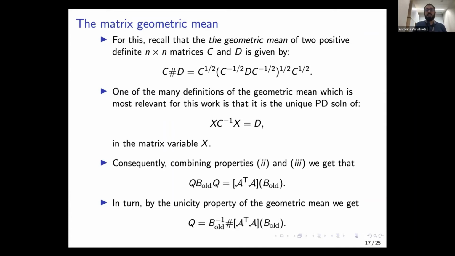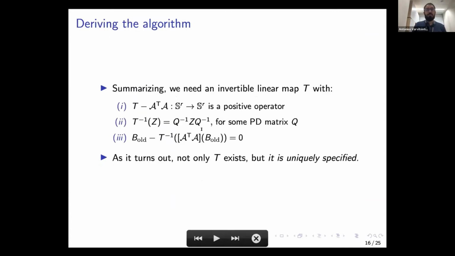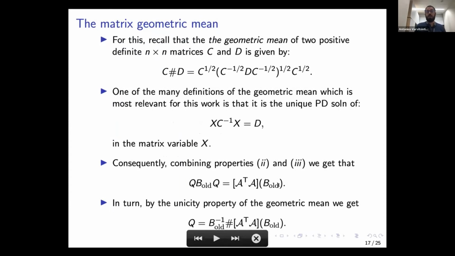If I go back one slide and combine these two things, you'll see that if you substitute T inverse with congruence with Q inverse, and then use equation 3, you get that Q satisfies this equation here. Or in other words, exactly by the unicity property of the geometric mean, Q is nothing but B old inverse geometric mean A transpose A B old. So Q is the matrix geometric mean of these two guys here.